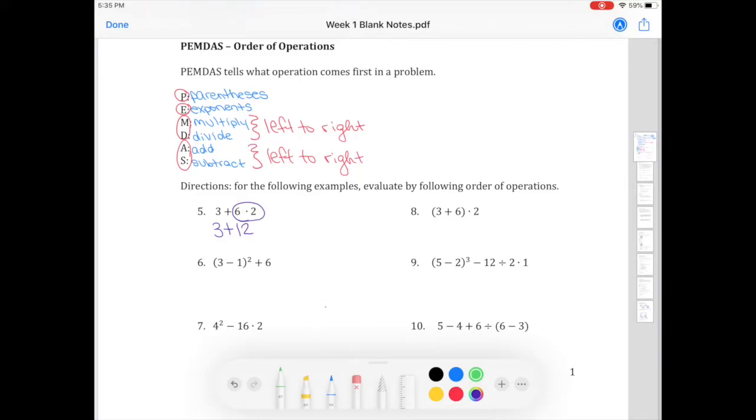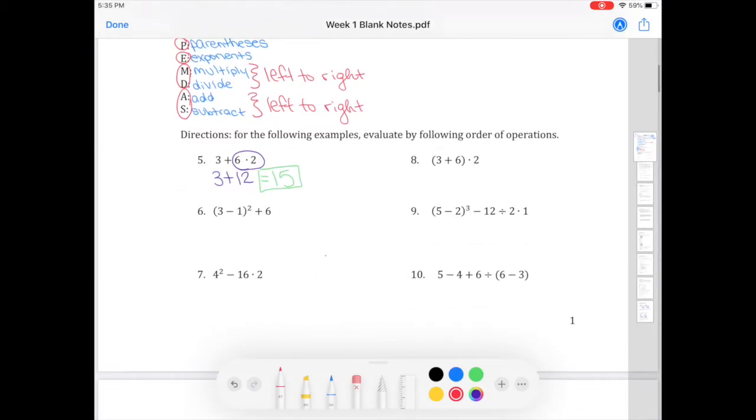So you actually do that operation. 6 times 2 is 12. Okay, now there's only one operation left. You don't have to worry about PEMDAS anymore once you get to that last operation. 3 plus 12 is 15, and that's your final answer.